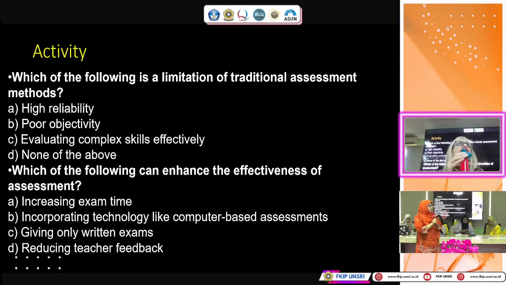Anything else? Any other options from anyone else? So the first answer said it's option B. So to enhance it, we can incorporate technology like computer-based assessment. Yep. Any other options that is possible? Yes, Khotamar.